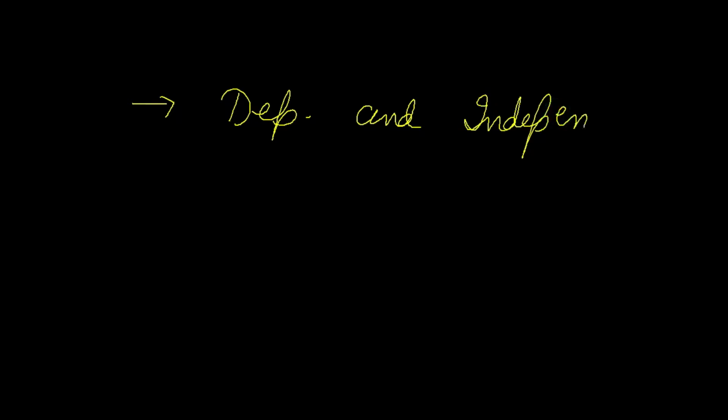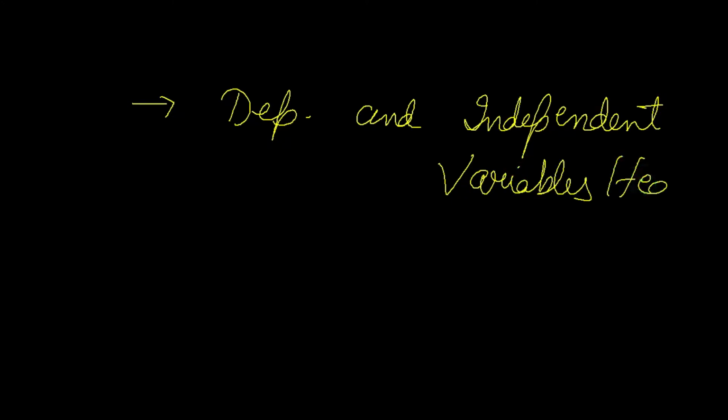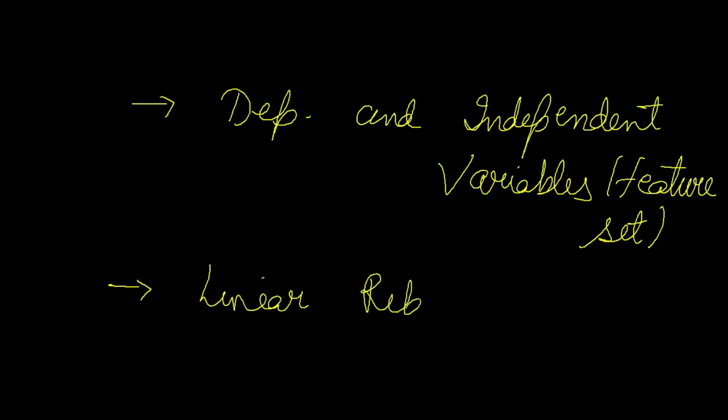Linear regression is a type of relation between the dependent and independent variable. These independent variables are also called the feature set. The relation between both of them is a linear relation.